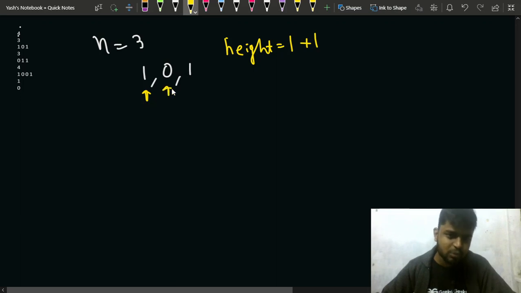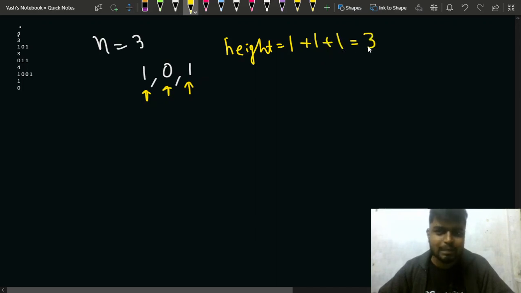After this, once I move to the second day, since it is 0, I have not watered it, so I will not be adding anything. After that, once I move to the next day, I see that I have watered it, so its height will increase again by 1. So the final height will be nothing but 3.